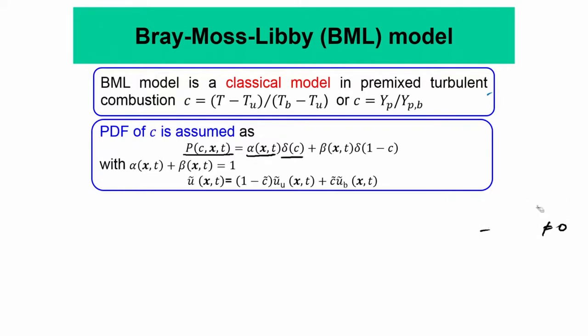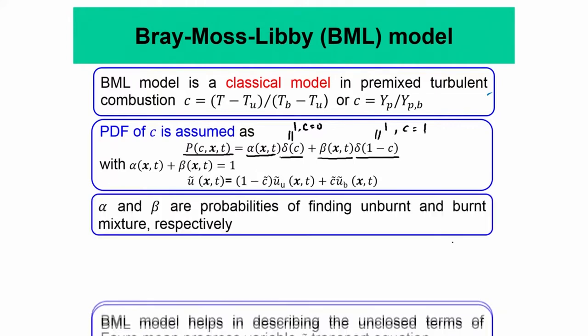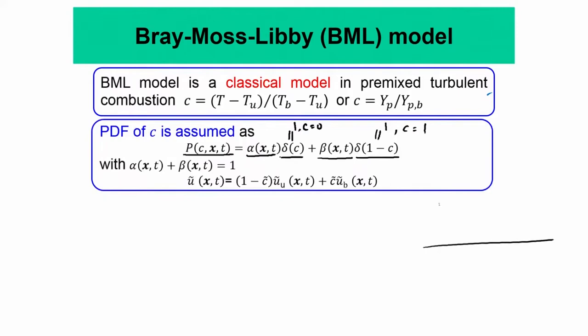So this delta function assumes the value 1 when C equal to 0, plus this is given by beta of x, t times the delta function of 1 minus C. When C equal to 1, this delta function assumes the value 1, and otherwise it is equal to 0. So the first is equal to 1 when C equal to 0, the second is equal to 1 when C equal to 1, and both are equal to 0 in all other cases. And alpha plus beta is equal to 1, that is how the probability distribution works. It is a PDF which looks something like this: this is C equal to 0, this is C equal to 1, and this is alpha, and this is beta. This is how the PDF of C looks.